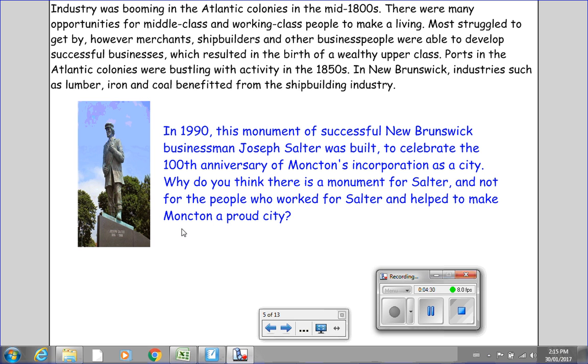We'll just draw your attention to this image here. In 1990, this monument of successful New Brunswick businessman Joseph Salter was built to celebrate the 100th anniversary of Moncton's incorporation as a city. Why do you think there's a monument for Salter and not for the people who worked for Salter and helped to make Moncton a proud city? And yes, we'll talk about this some more tomorrow. So good idea for you to put the video on pause now and write down your response to this question. Now let's continue.